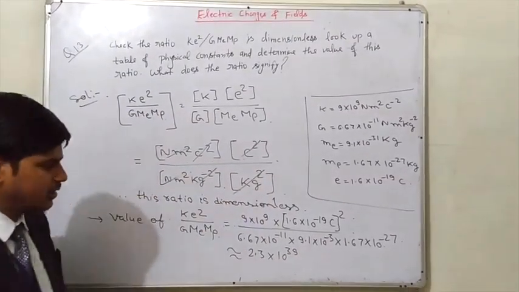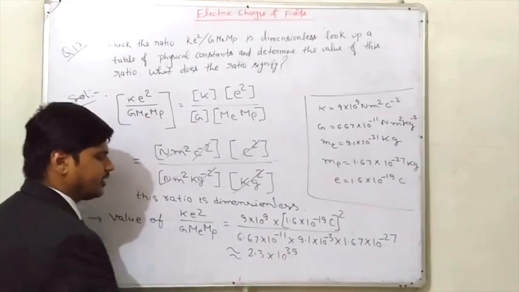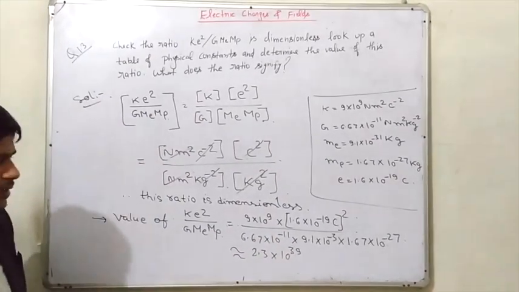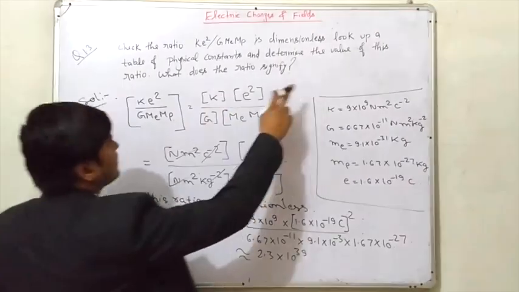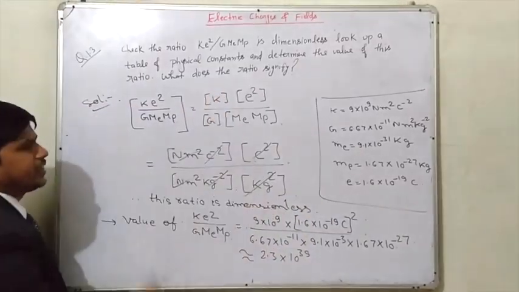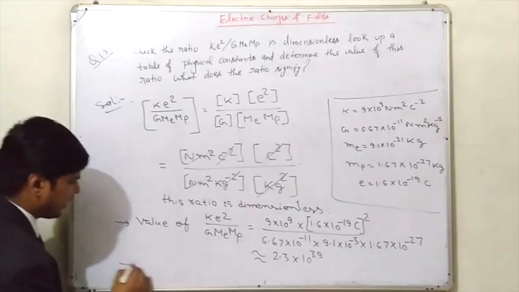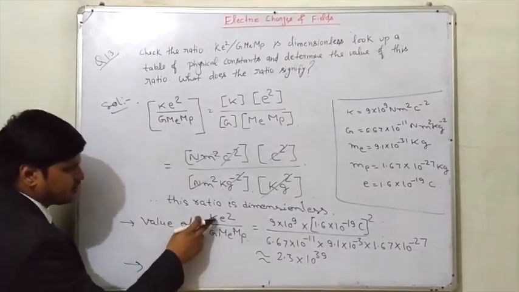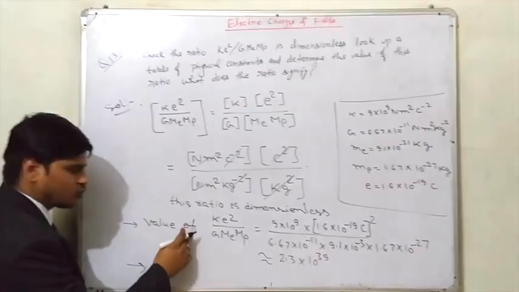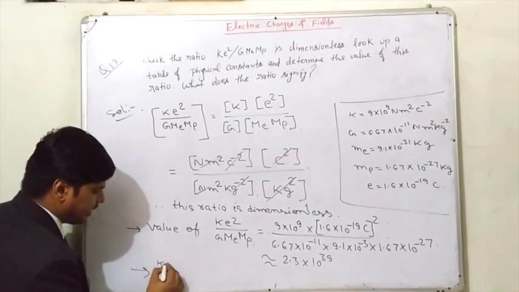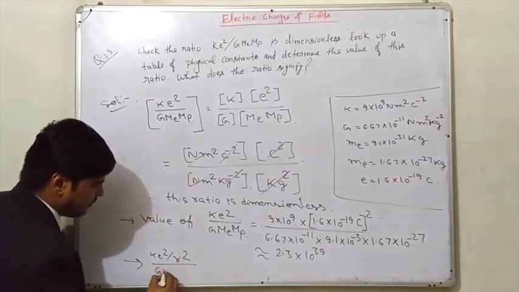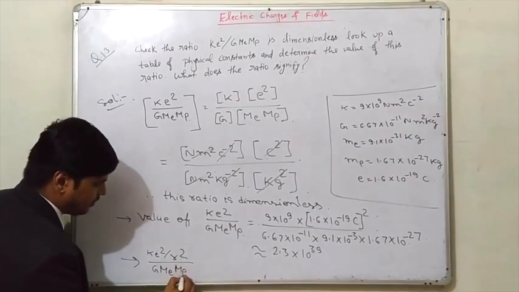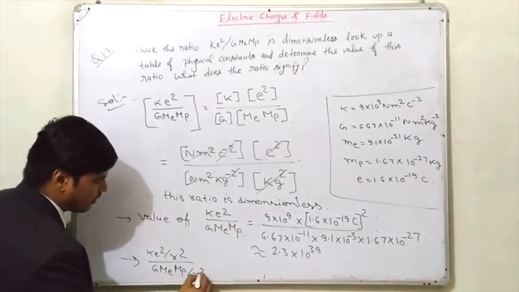The ratio is constant, 2.3 into 10 to the power 39, approximately. Then the third one is determine the value of the ratio. What does the ratio signify? You divide the denominator and numerator by r square. So we get k q square divided by r square and G m_e m_p upon r square.